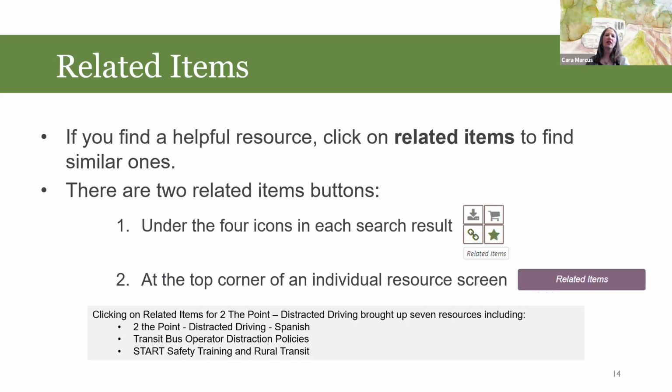Related items is a good button to click. So if you find something that's really helpful, no matter how you searched for it, click on the related items to find items of a similar topic. So there's 2 related item buttons. We have it listed under 4 icons that are found in each search result. It's a small white button. And if you're in a single resource, there's a big purple related items button.